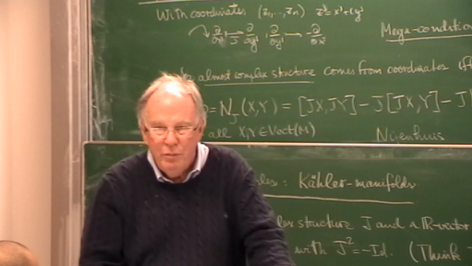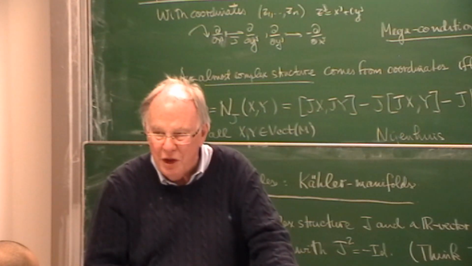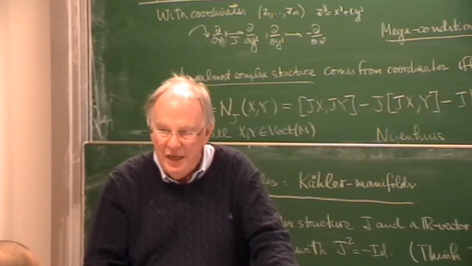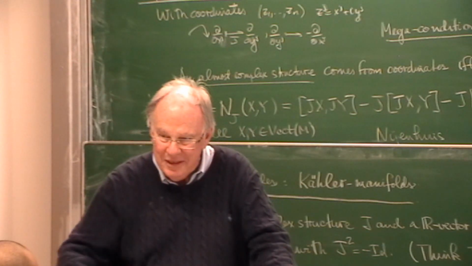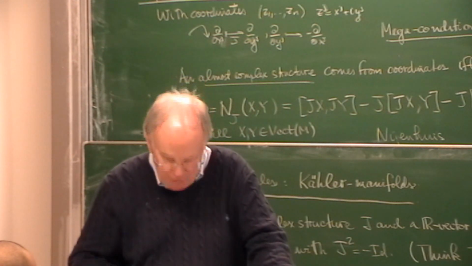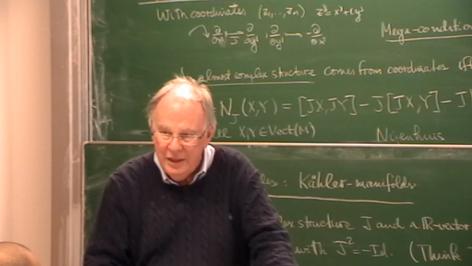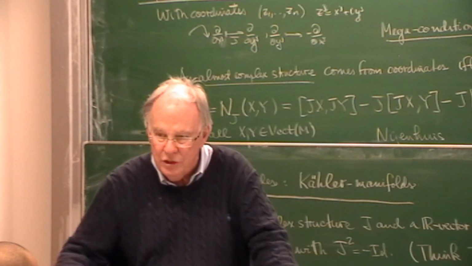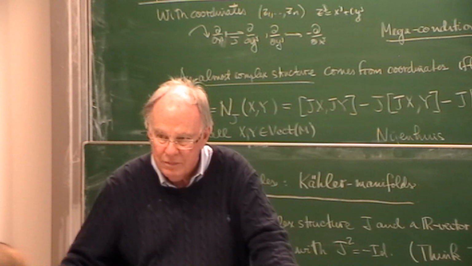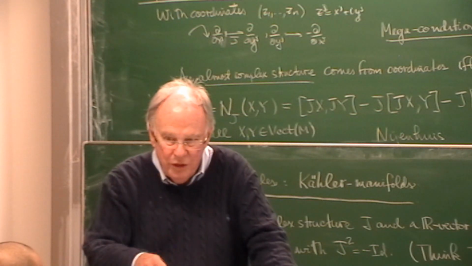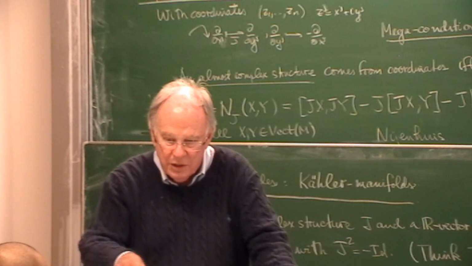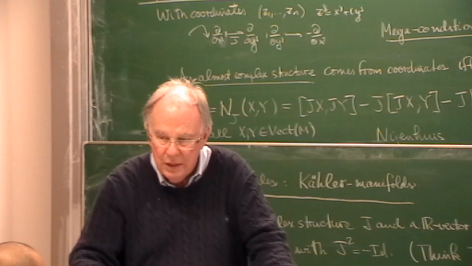Now, it would be wonderful if the manifold was complex. If the manifold downstairs is complex, it might have coordinates z1, z2, z3, and so on, holomorphic coordinates. That means you have z1 equals x1 plus i y1, and so on.